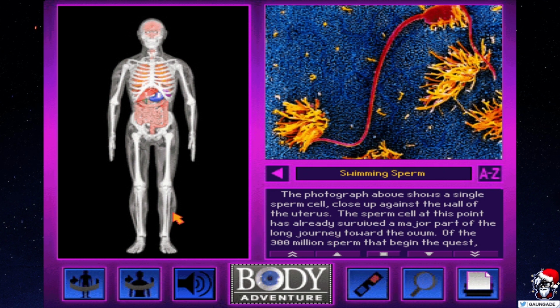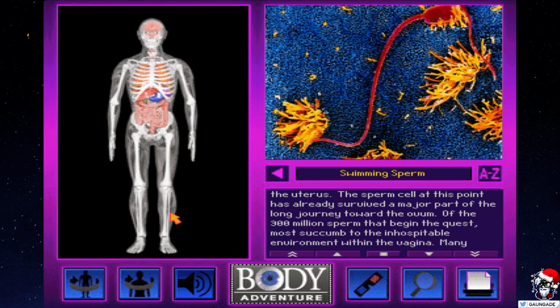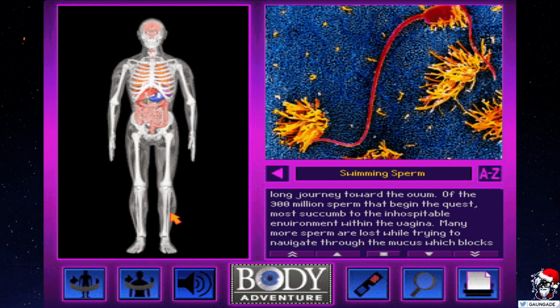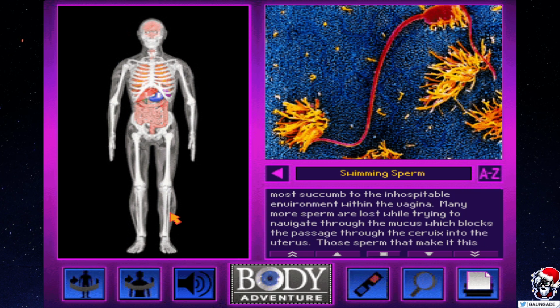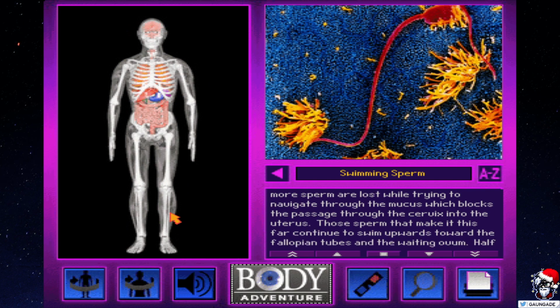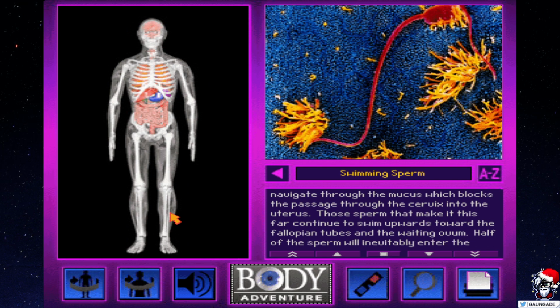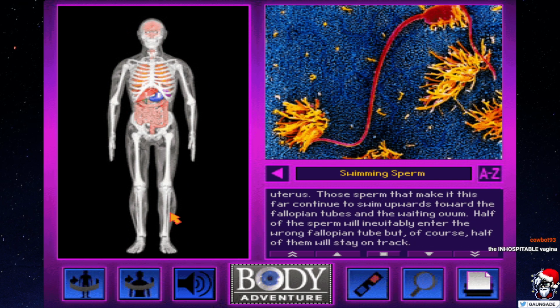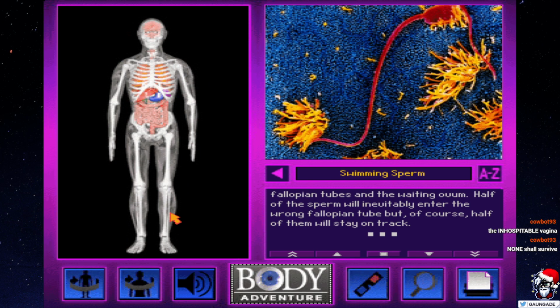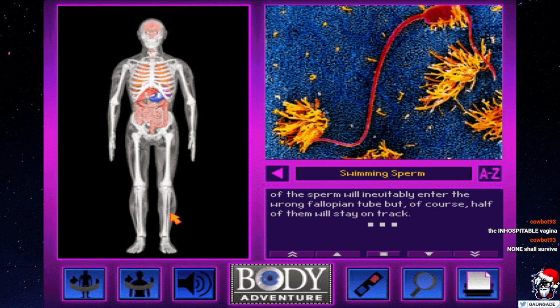Swimming sperm. The photograph above shows a single sperm cell close up against the wall of the uterus. The sperm cell at this point has already survived a major part of the long journey toward the ovum. Of the 300 million sperm that begin the quest, most succumb to the inhospitable environment within the vagina. Many more sperm are lost while trying to navigate through the mucus which blocks the passage through the cervix into the uterus. Those sperm that make it this far continue to swim upwards toward the fallopian tubes and the waiting ovum. Half of the sperm will inevitably enter the wrong fallopian tube, but of course, half of them will stay on track. Dangerous place, the vagina. Damn.